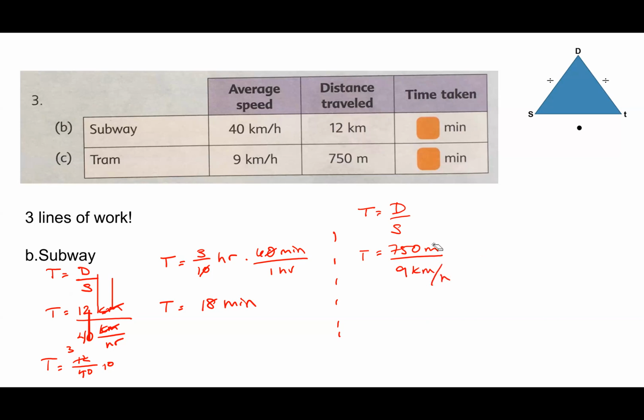Oh, whoops, we can't do that, can we? Do you guys see a problem? What's the problem, Mira? Yeah, we have to convert first. We can't compare apples to oranges. Let's convert that 750 meters to kilometers. So if we do that conversion, 1 kilometer over 1,000 meters, we are going to get, let's see, 0.75 kilometers. So 3/4 of a kilometer over 9 kilometers per hour.